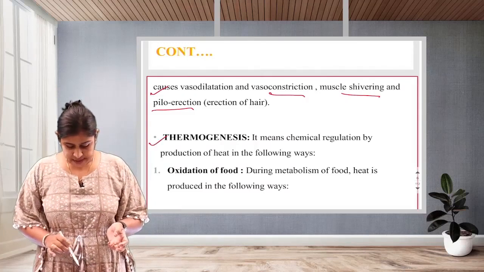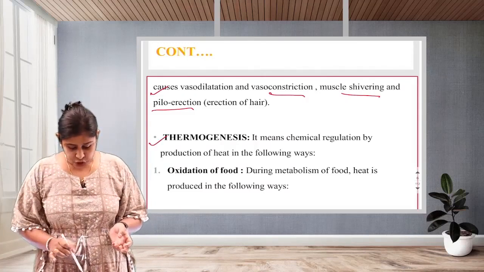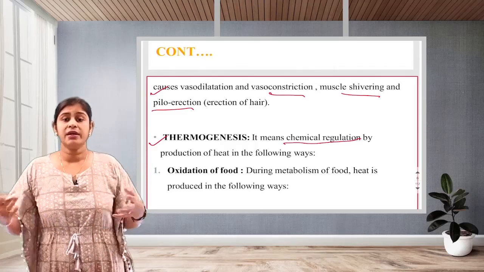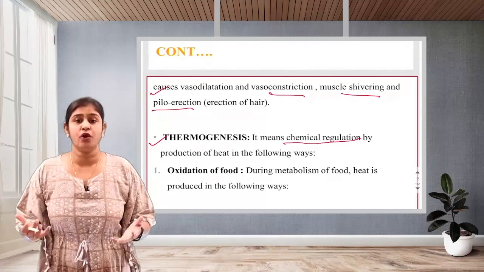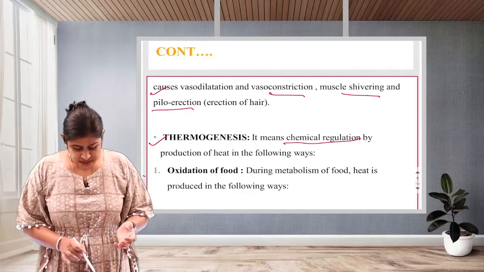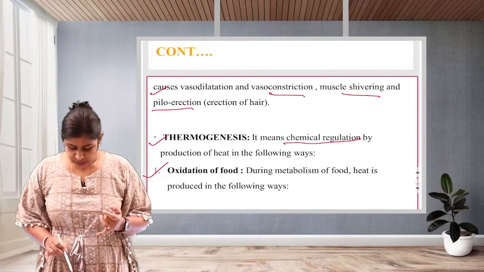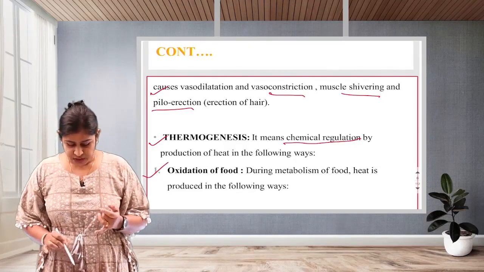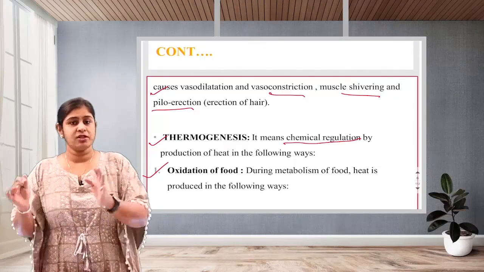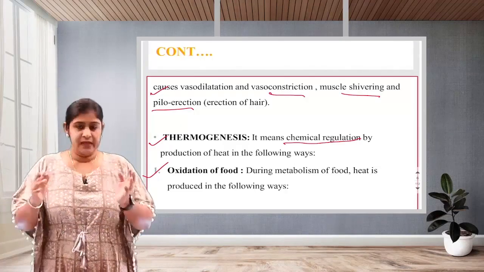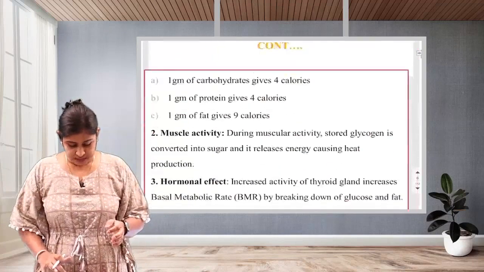Second is thermogenesis. It means chemical regulation by production of heat. Chemical regulation by production of heat occurs in the following ways. First is oxidation of the food. During metabolism of food, heat is produced in the following ways.